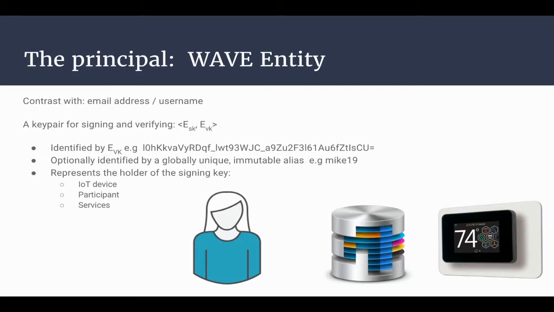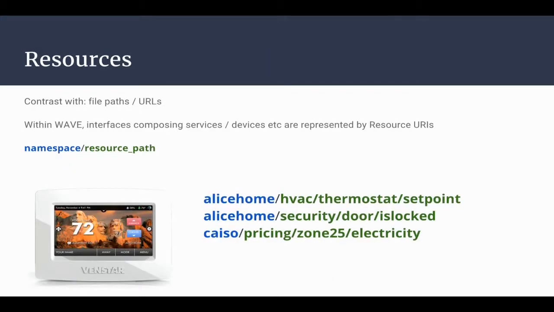And this entity represents the holder of the signing key. Similarly to how, if you think about it, a username really represents whoever has the password. In this case, an entity represents whoever has the signing key, and it could be an IoT device, it could be a participant, or a service.